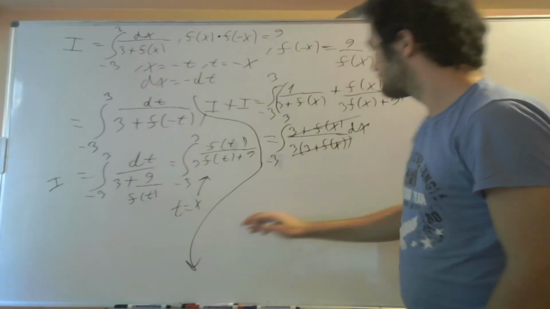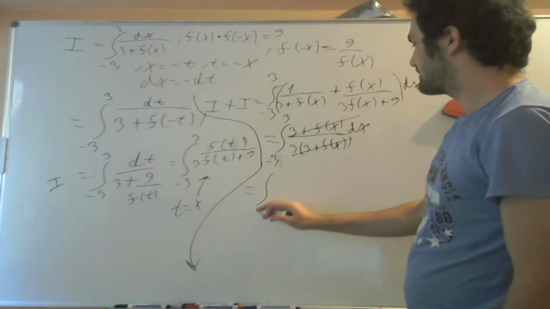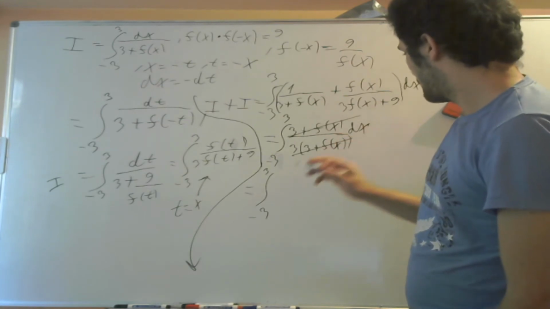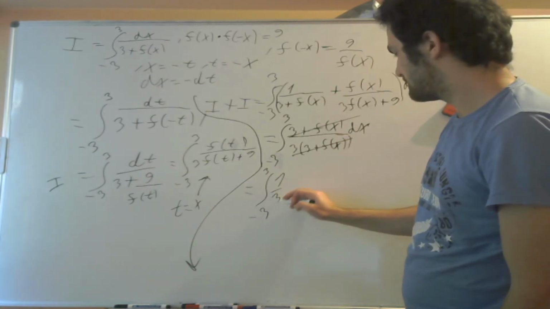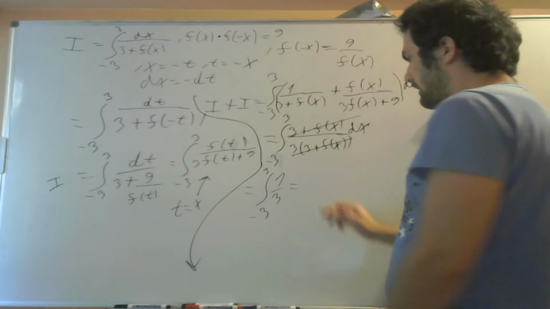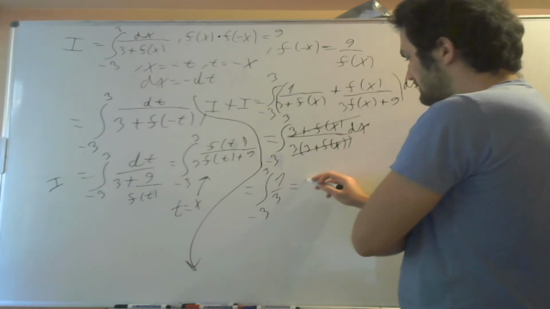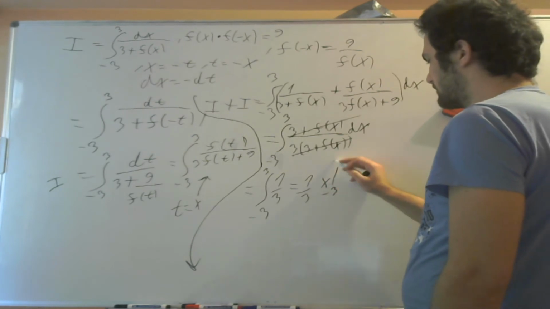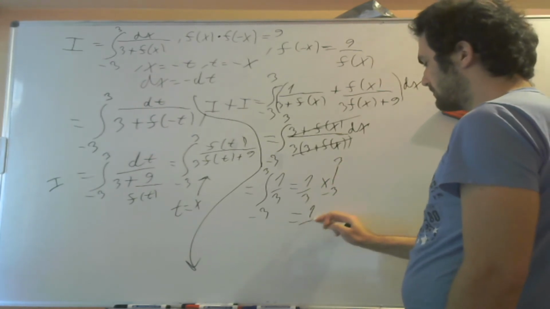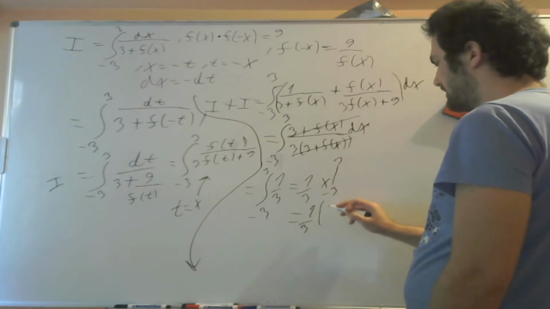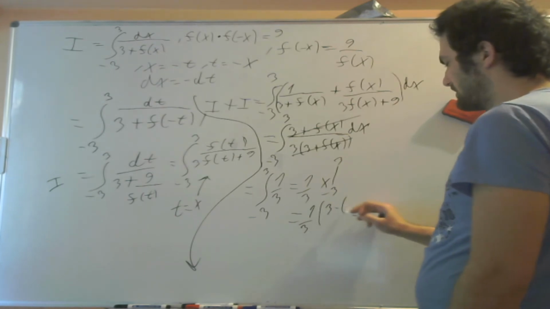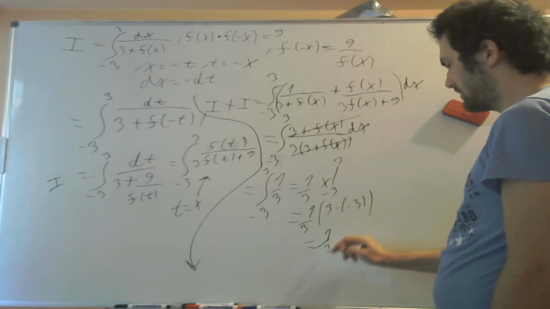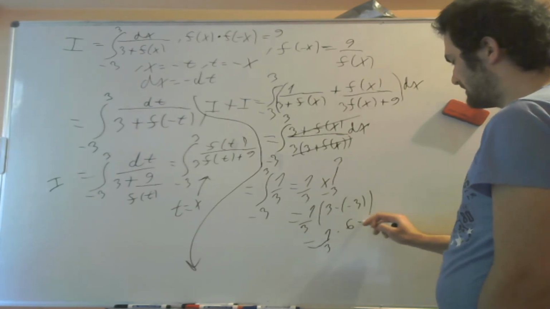And we are left with what? An integral from negative 3 to 3 of 1 over 3. And this is just a constant, and we will have negative 3 times x from negative 3 to 3, which is 1 over 3 times 3 minus negative 3, which is 1 over 3 times 6, and this is 2.